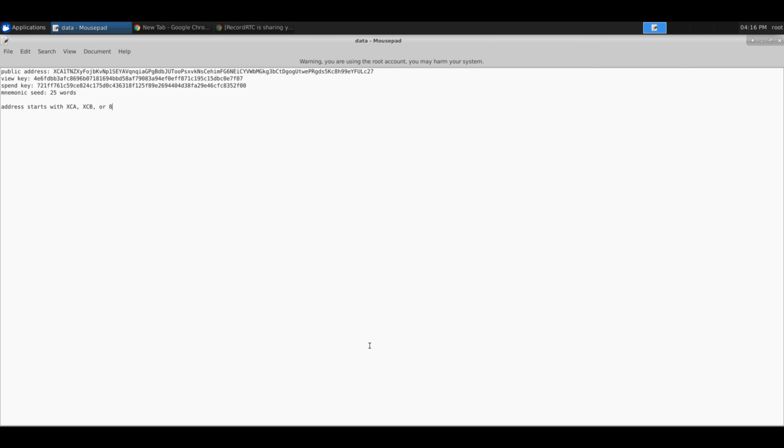Okay, so let's start with the keys. So we have a public address. That's the address you give people when you want to have them send you Xcash. That starts with an XCA address. Then we have the spend key. Whoever knows that key is basically able to spend funds from the wallet.